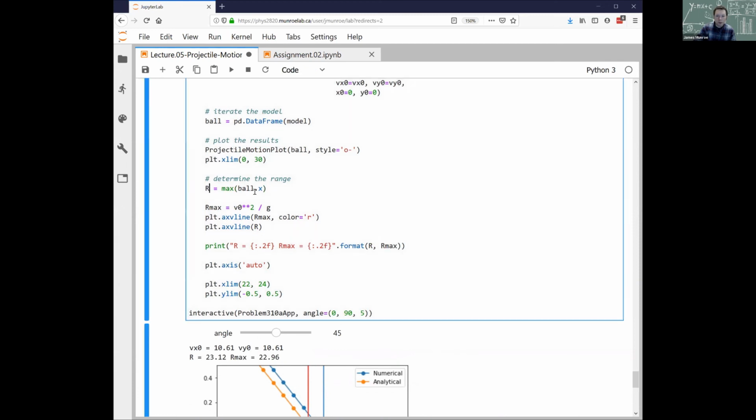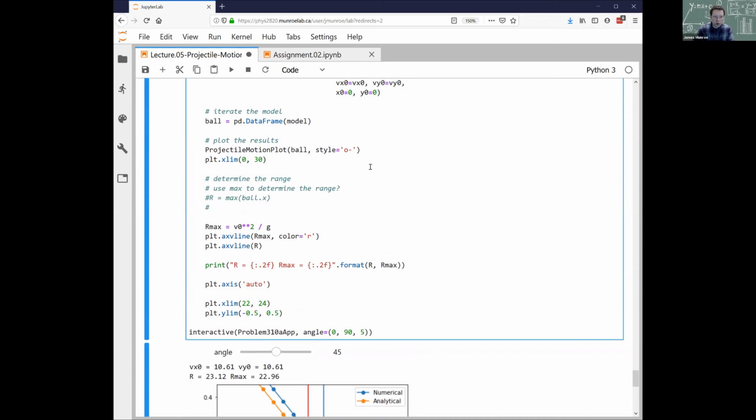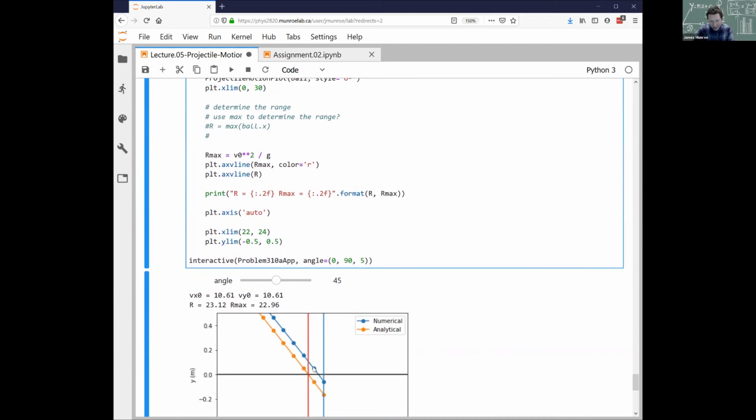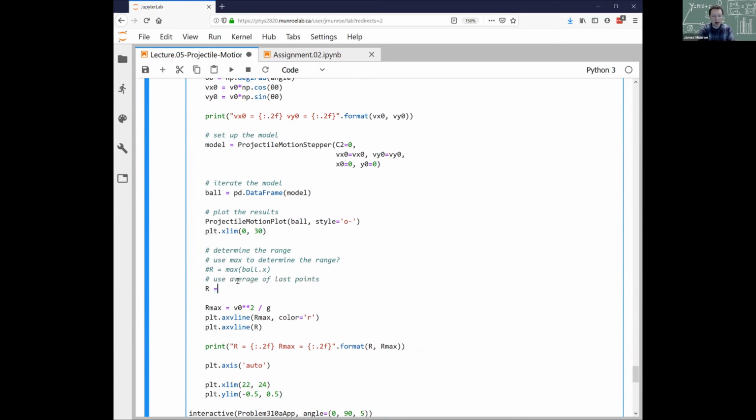One thing is use max to determine the range? That's not so good. Another approach we could use is take the last 2 points and maybe take the average of those. Maybe that would be closer to where it is. Use average of last points. Maybe this will be a better idea.